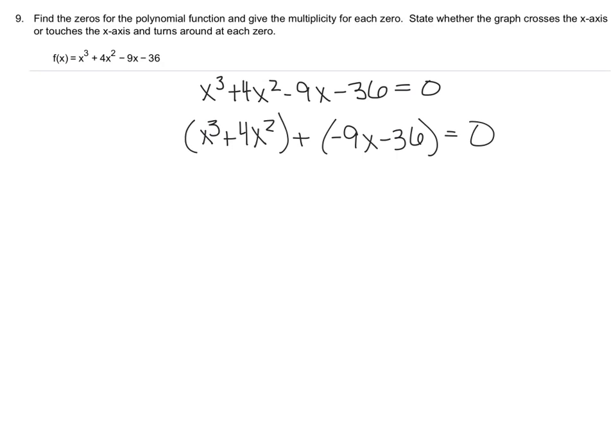So I have an x squared that's in common between the x cubed and the 4x squared. When I factor out an x squared, I get x plus 4. Next, I'm going to look for a common factor between negative 9x and negative 36. We have a negative 9 in common, so I'll factor out a negative 9. And I'm left with an x plus 4.